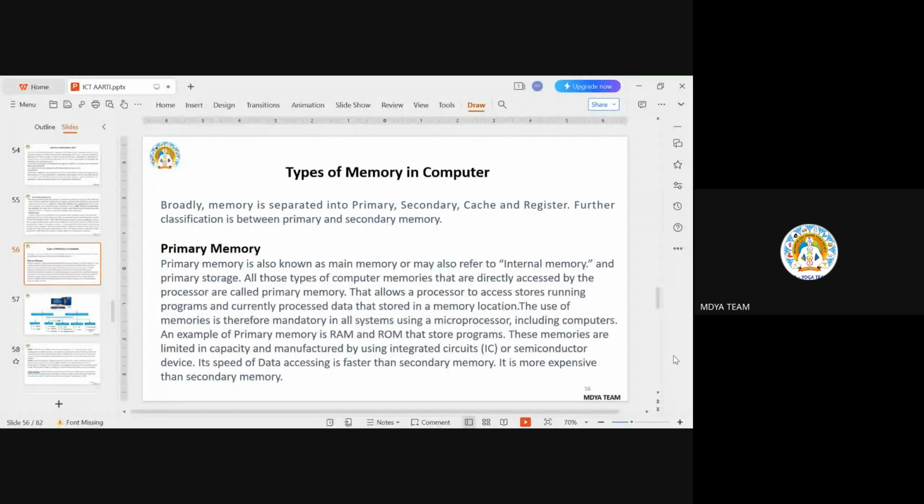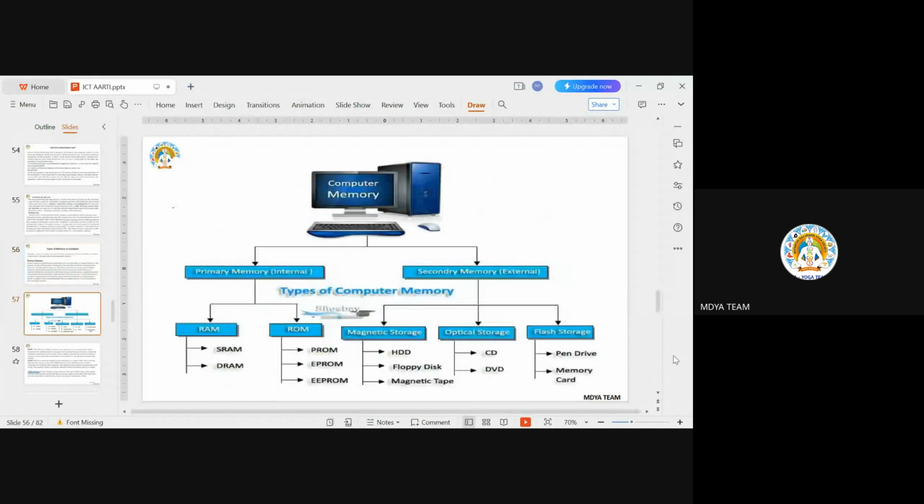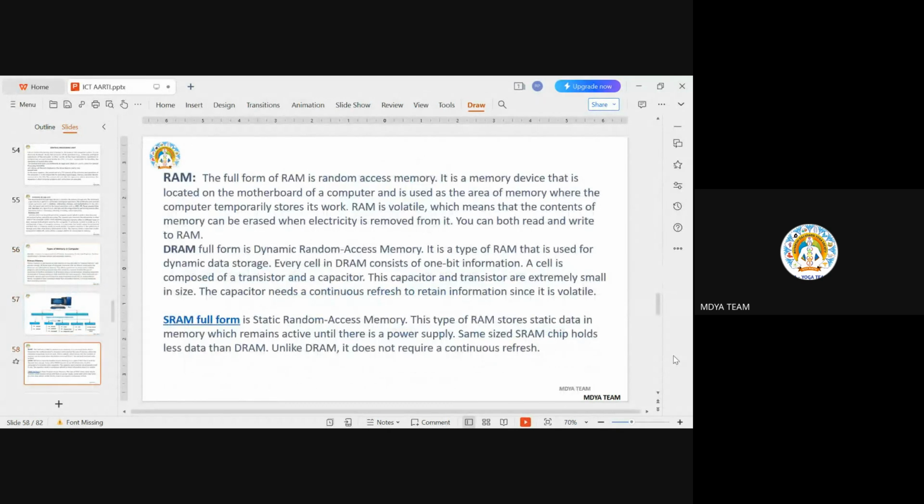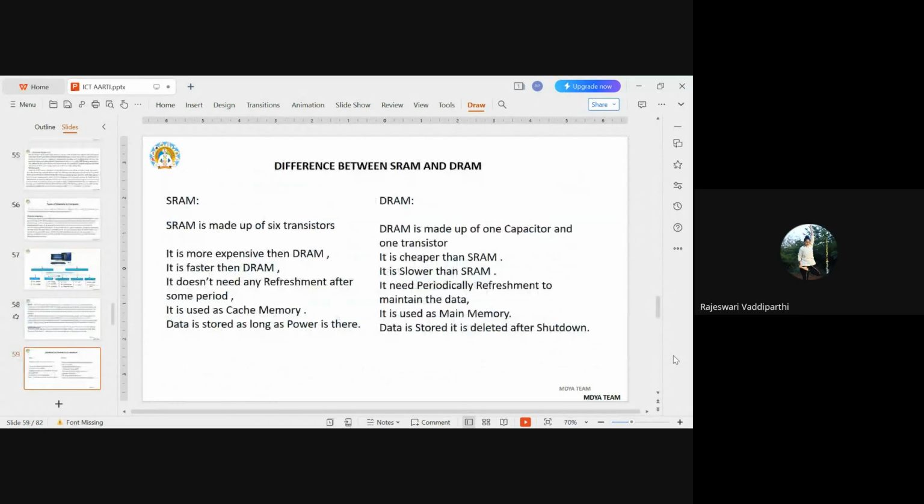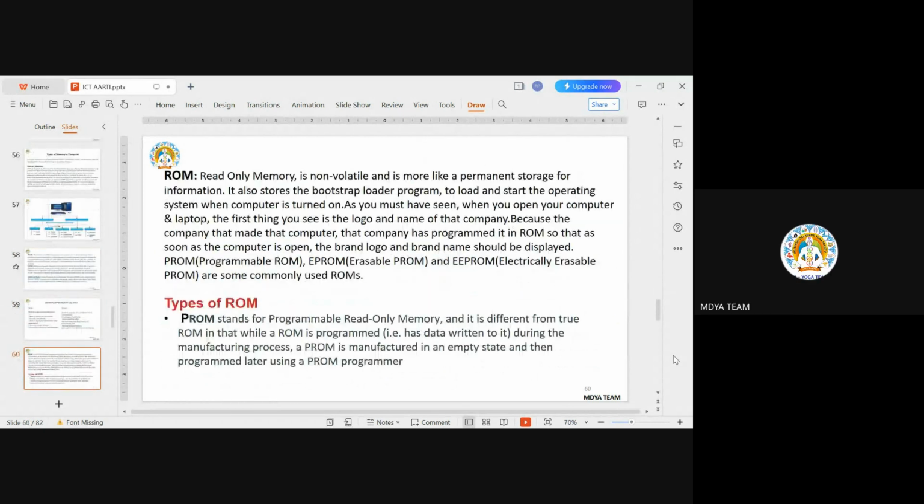Now we have discussed tomorrow up to the RAM. So all clear about RAM? What is RAM? What are the types? Now we will start from the ROM.